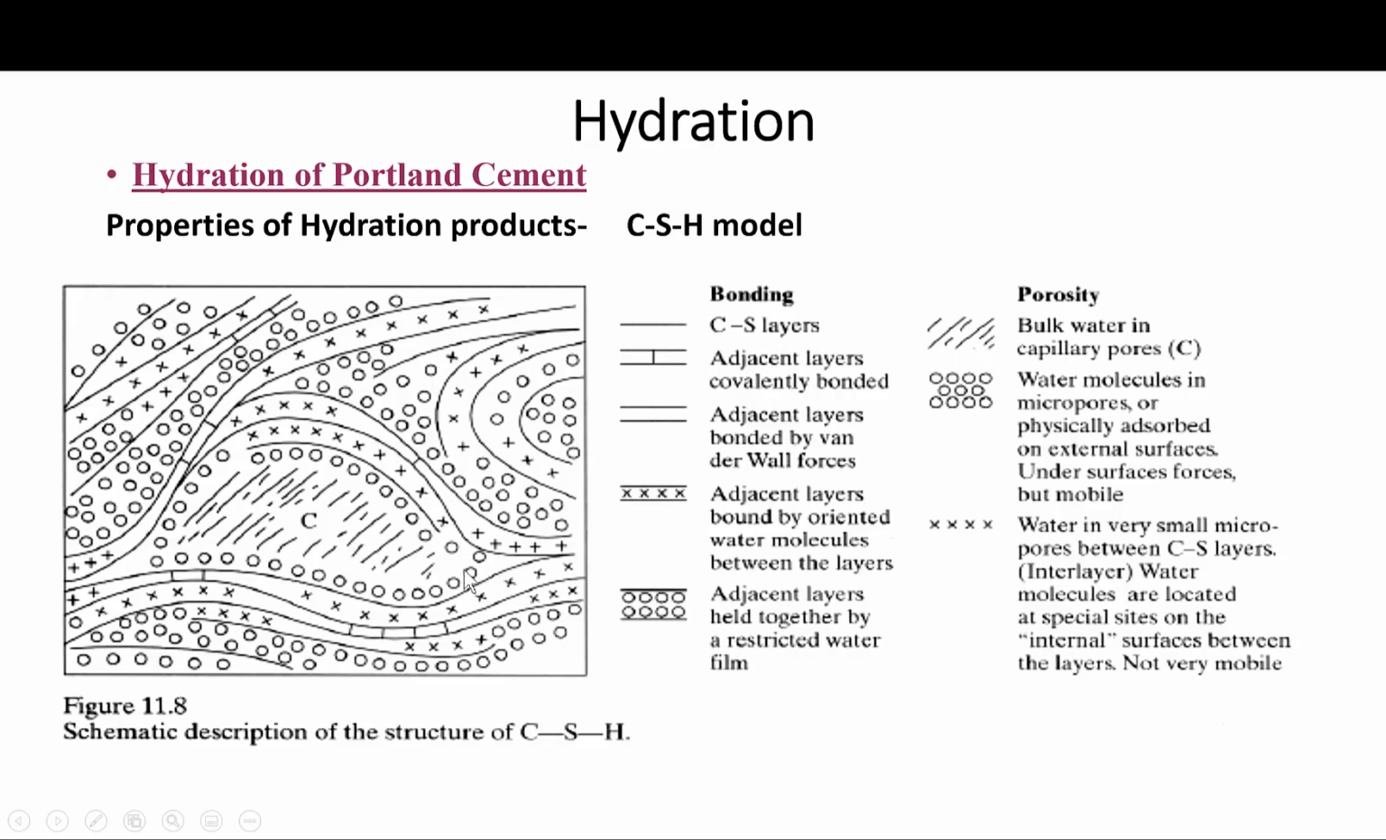These here, for example, show the adjacent layers, the covalent bonds. Here, for example, shows where layers are bonded by van der Waals forces, something like this. For example, here where these X's are, adjacent layers are bound by oriented water molecules between the layers. Here, adjacent layers are held together by a restricted water film, in this case, these bubbles.